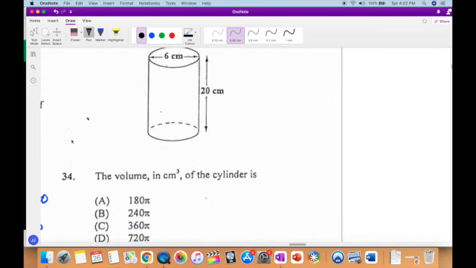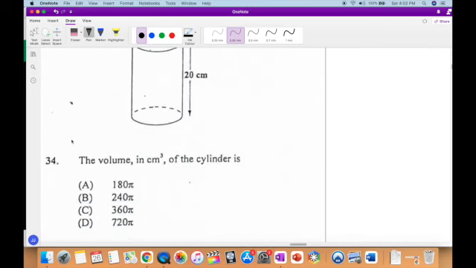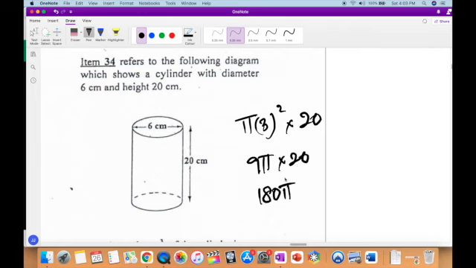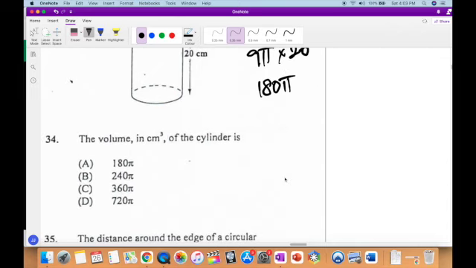Question 34: the volume of the cylinder in centimeter cube. For the volume of a cylinder, we have to find the area of the base, which is pi r squared. We can see the diameter here. So pi r, which is 3 squared, because the diameter is 6, times h, which is 20, right? So what we'll have here is 9 pi times 20. 9 2s are 18, 180 pi, and that is A.